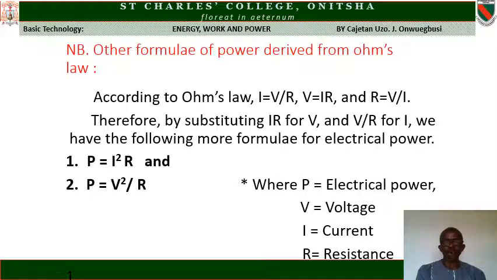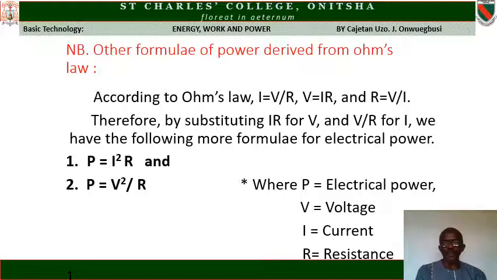1. P equals I squared R. Because P is equal to IV, if you substitute IR for V, that is, remove V and put IR, you have the formula P equals I times IR. That will give you I squared R.